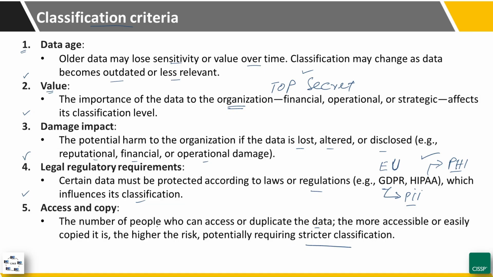If the data is easily accessible and can be copied by many people, then the potential risk of its disclosure is higher. Therefore, such data should get a higher classification so that its disclosure and handling are done accordingly. So access and copying of data also impact the classification of data. The more easily the data can be copied or accessed, the stricter the classification it should get, so that it is not disclosed easily.